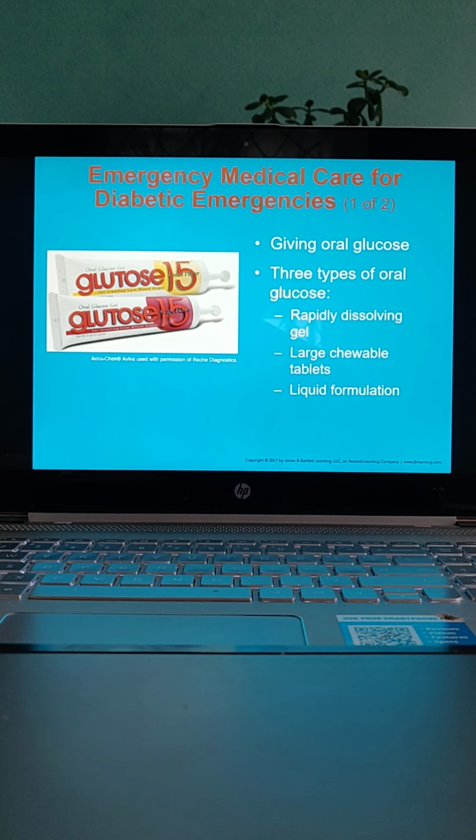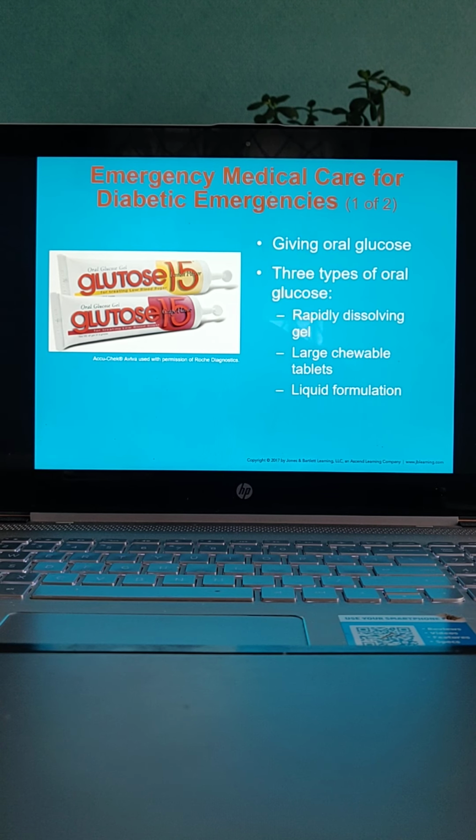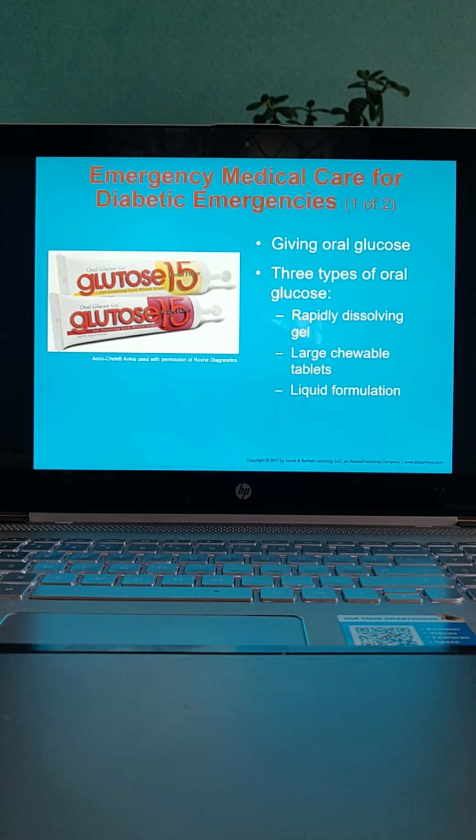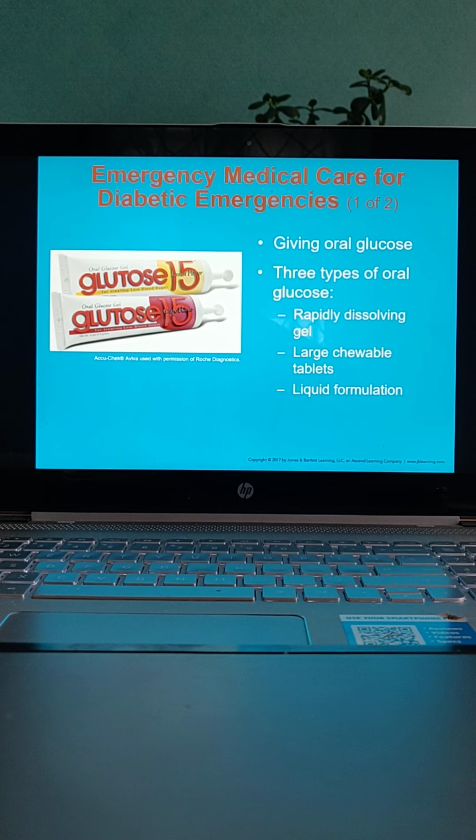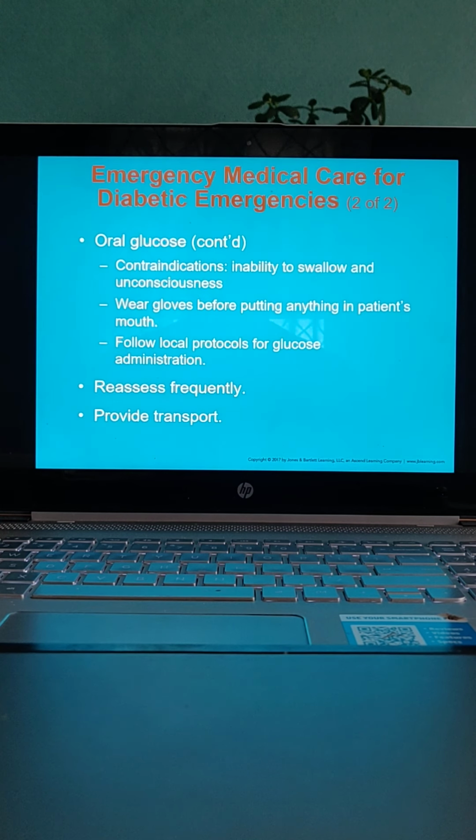I've seen the large chewable tablets. They sell them on the outside of the pharmacy. You do not require a prescription to buy those. Usually diabetic patients carry those in their purses or their pockets or their cars. And liquid formulation, I've never seen liquid formulation where somebody can drink liquid glucose other than something like soda pop or really sweet tea or something like that.